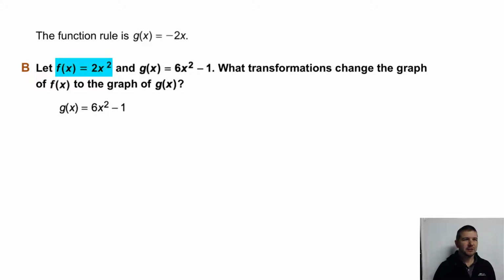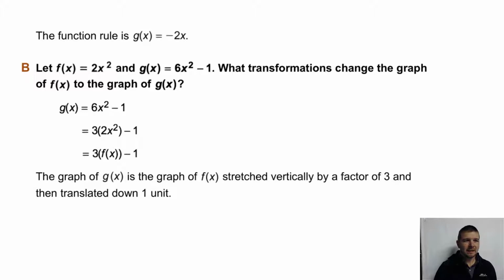Keeping in mind that f of x equals 2x squared, we'll identify 2x squared if we factor 3 out of the first term. So we can rewrite 6x squared as 3 times 2x squared. Then f of x appears within the expression equal to our function. So rewriting 6x squared minus 1 as 3 times 2x squared minus 1, that's the same as 3 times f of x minus 1. So we can state the graph of g of x is the graph of f of x stretched vertically by a factor of 3 and then translated down 1 unit.